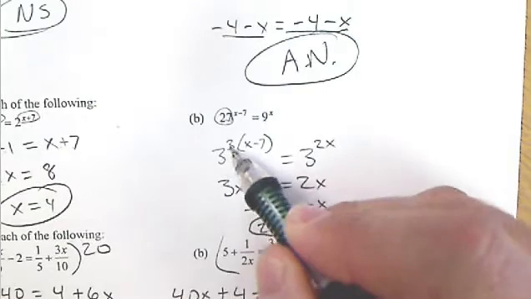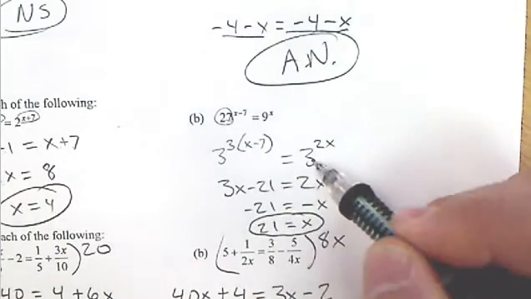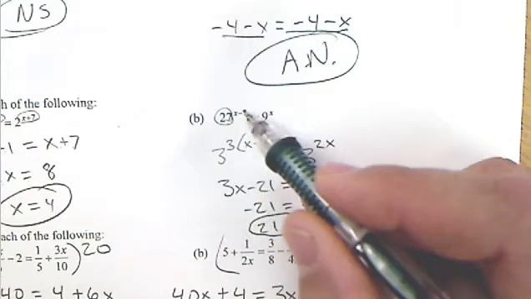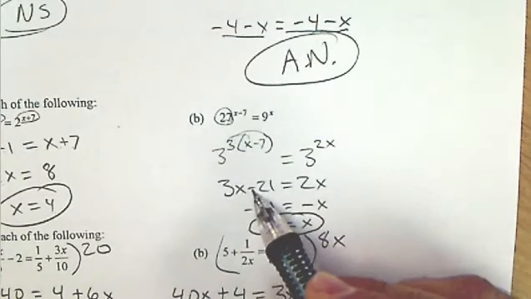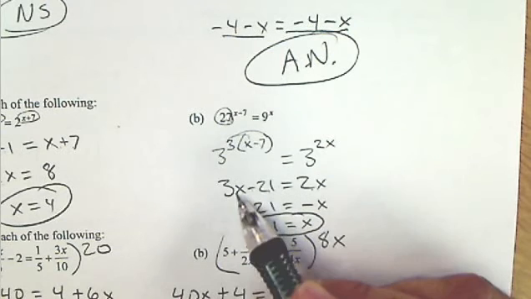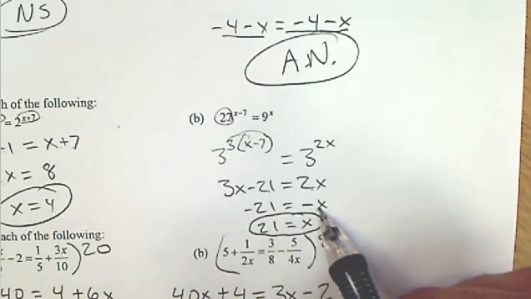Bases are not the same, so I'm going to make them the same. 27 is just 3 cubed. 9 is just 3 squared. The exponents are still sitting there, so you got to distribute. That's how I got 3x minus 21 and the 2x. Subtract 3x from both sides. It gives me a negative x, but I need a positive x, so you divide by negative 1.